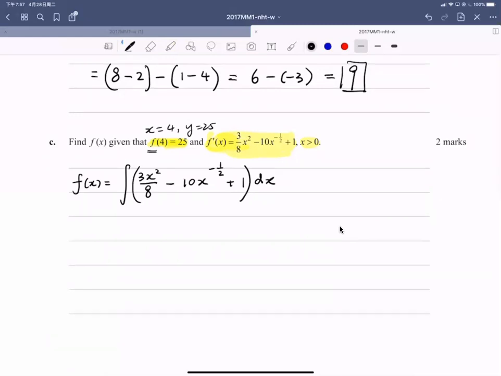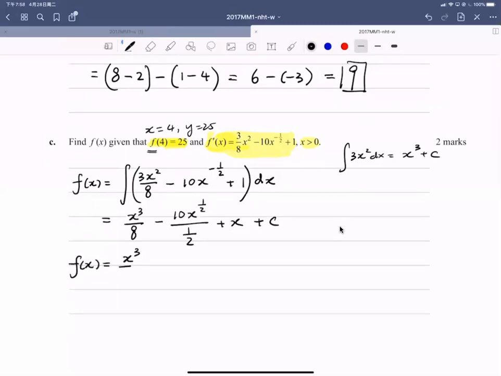What should we do next? Then you just compute the integral x to the power of 3 on 8. Okay? Like, for example, 3x squared dx gives you x to the power of 3 plus c. And the next term is minus 10x to the power of minus half plus 1, which is half, divided by half, plus c. Therefore, your f of x will be x to the power of 3 divided by 8 minus 20 square root of x plus c.